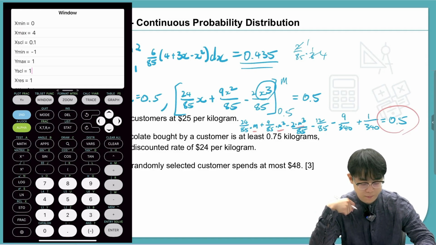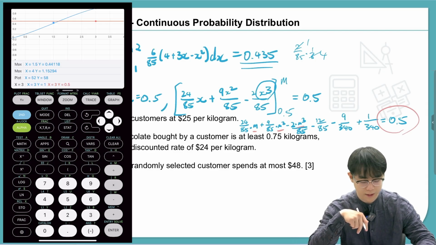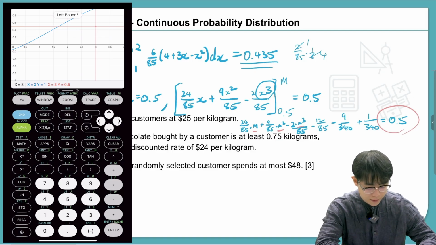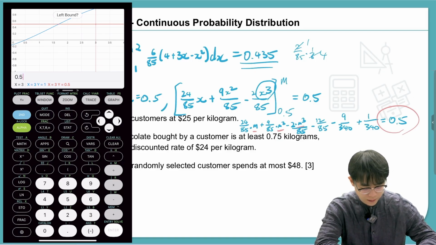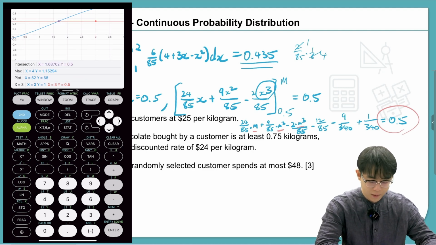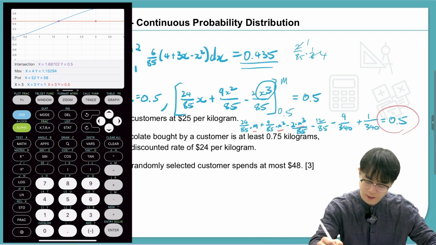And y min minus 1, y max 1, that should be more than enough to show when they intersect. Okay, so we want to go to second trace intersect. And let's try to find the left bound as 0.5, right bound as 3. The intersection occurs when x is 1.687. So that's our m value.